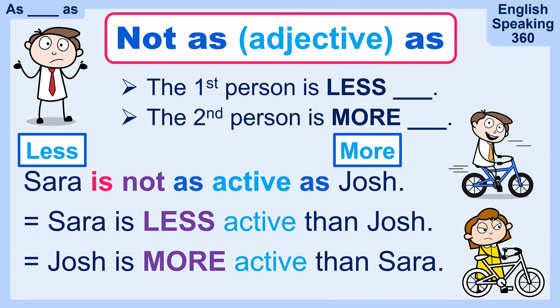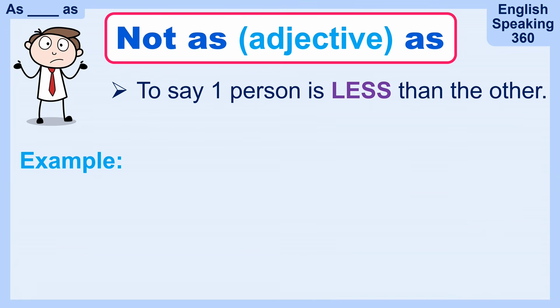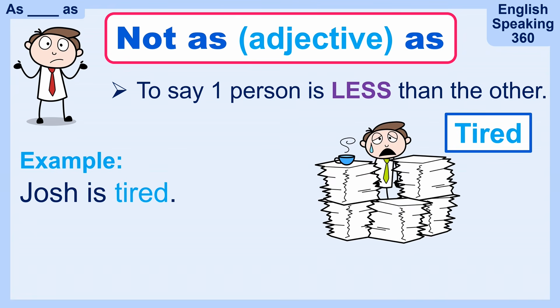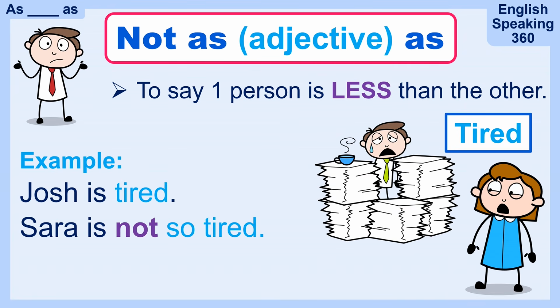If you switch the two subjects around, the meaning becomes the opposite. So if you say Josh is not as active as Sarah, it means that Josh is less active than Sarah and Sarah is more active than Josh. Here's one more example. Josh is tired. Sarah is not so tired.